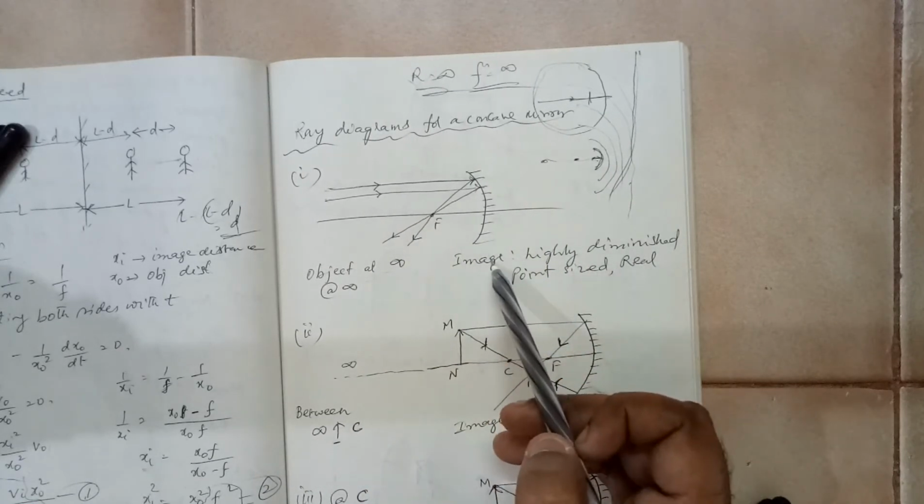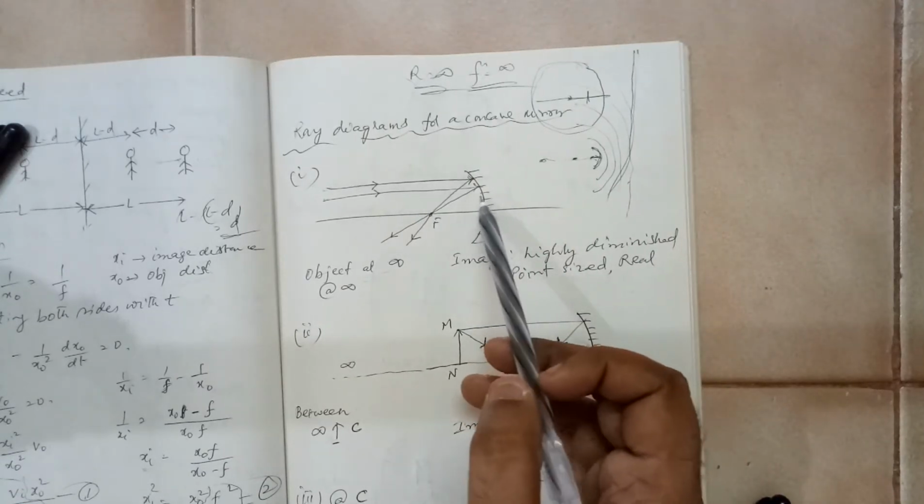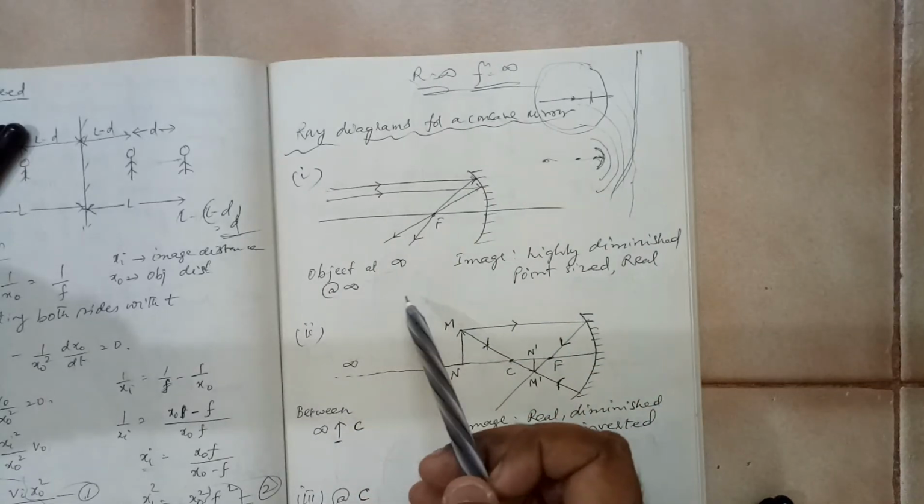So it's a point image, it's highly diminished and it is real. Why real? Because it is forming on the same side of the mirror.